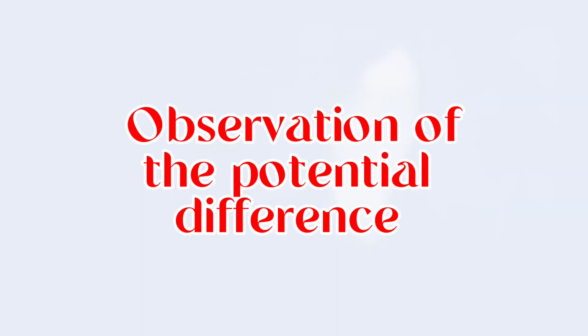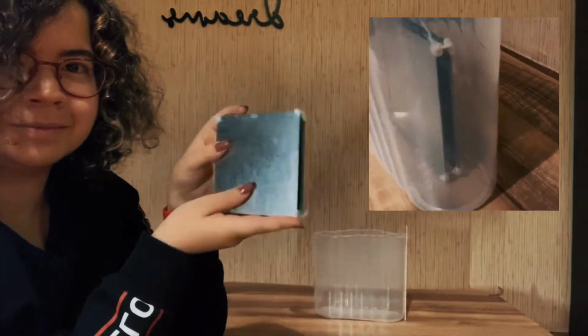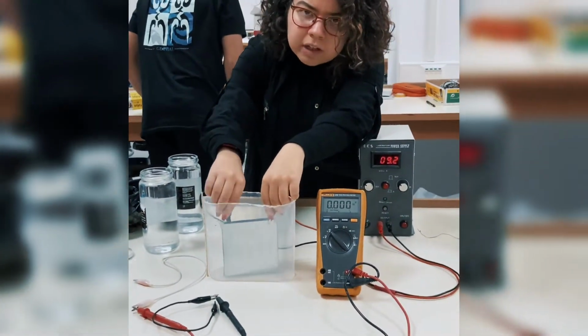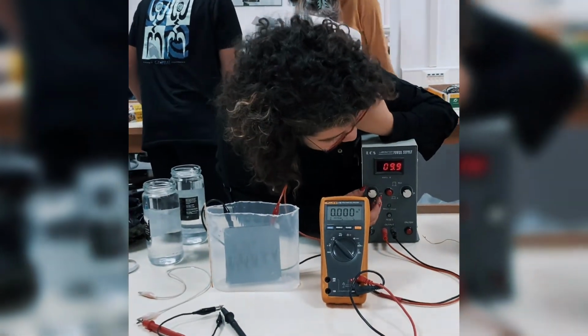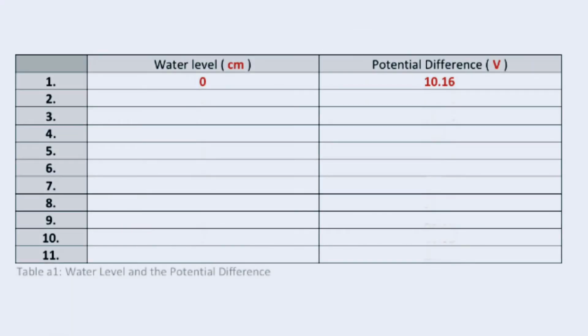Now for the observation part. Place the homemade capacitor into the plastic container. The capacitor has to be perpendicular to the ground. Then, charge your capacitor with the power supply. Measure the potential difference using the multimeter and record your data in the table.